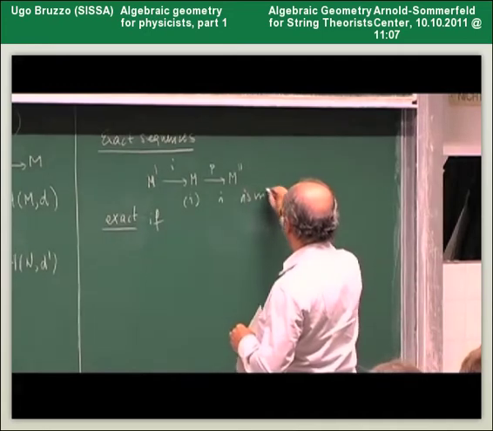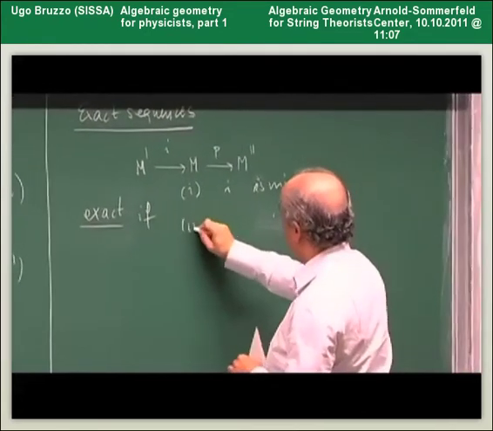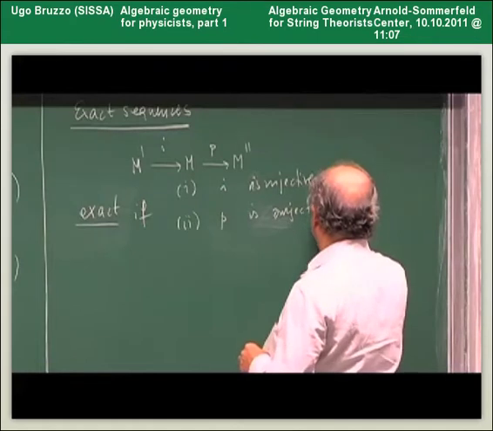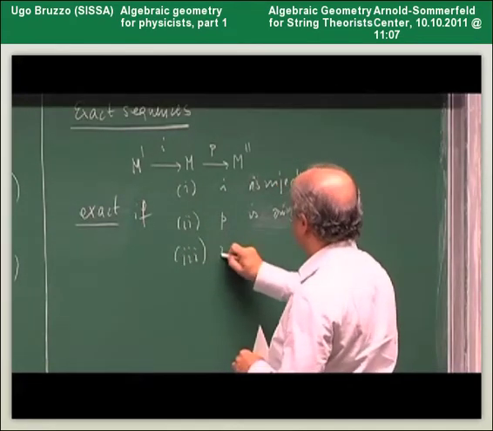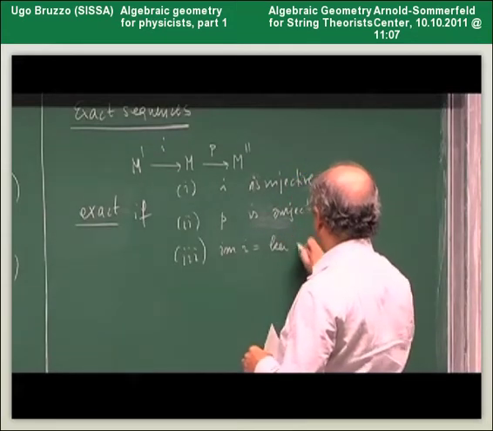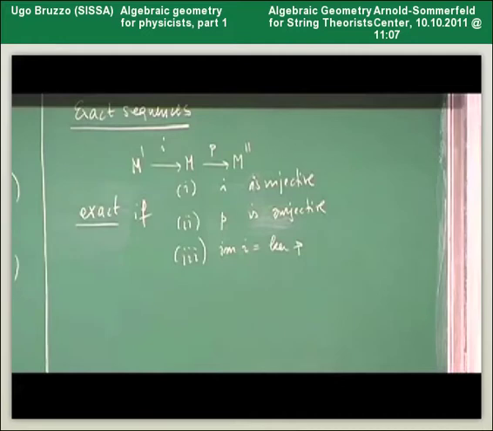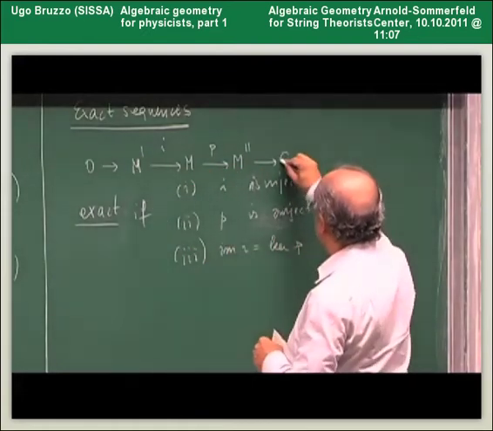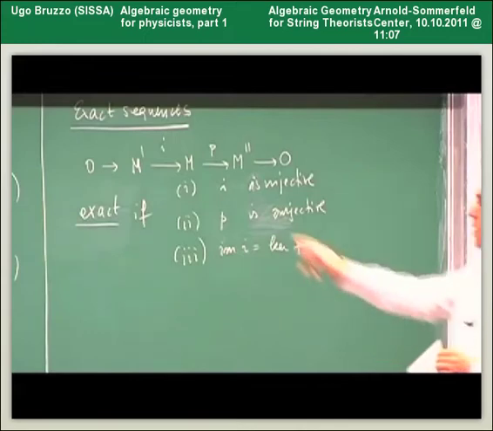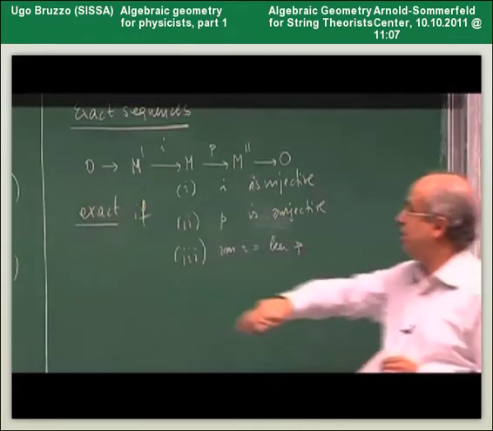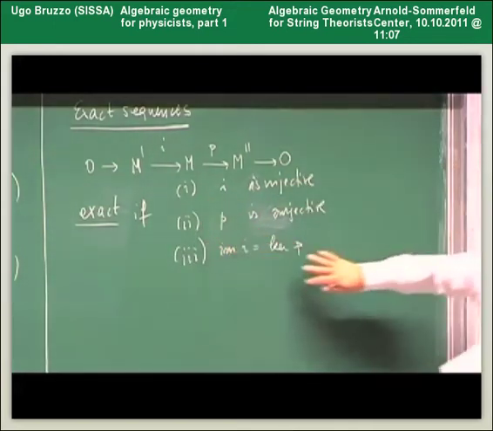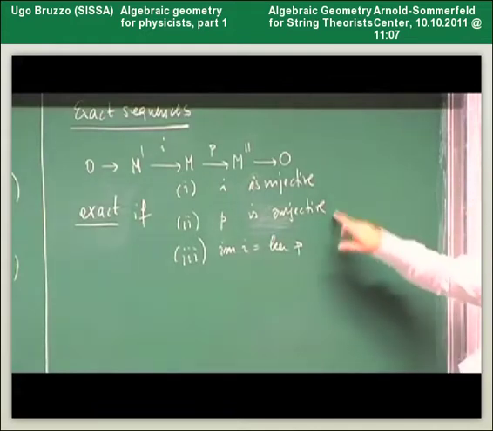The first map is injective. The second map, P, is surjective. And the third condition is that the image of I coincides with the kernel of P as a submodule of M. And this is usually understood by writing zeros on the two sides, because then injectivity of I means that its kernel is the image of zero, and surjectivity of P means that its cokernel is zero. Anyway, this is just notation. The meaning of a sequence to be exact is these three conditions.